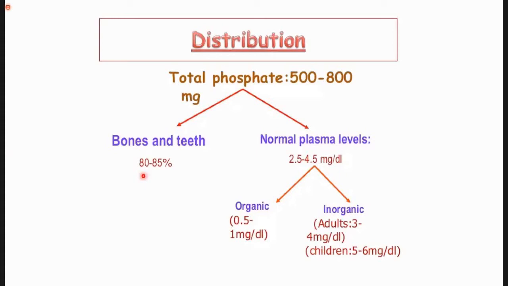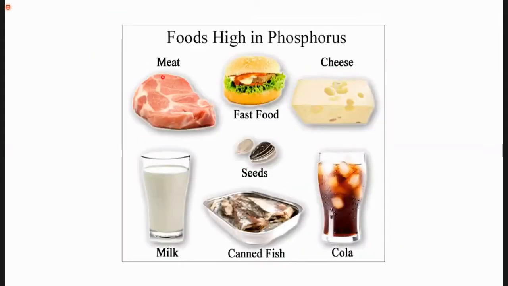Now, the food items which are rich in phosphate or phosphorus are meat, poultry, egg, and fish. Fast foods, because they use some salts which are rich in phosphate. Then cheese itself is rich in phosphate. Colas, phosphoric acid, all the soft drinks are rich in phosphorus. Then flax seeds are rich in phosphorus, and milk itself is rich in phosphorus.